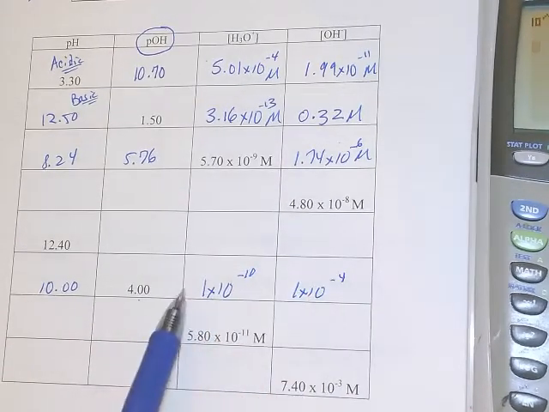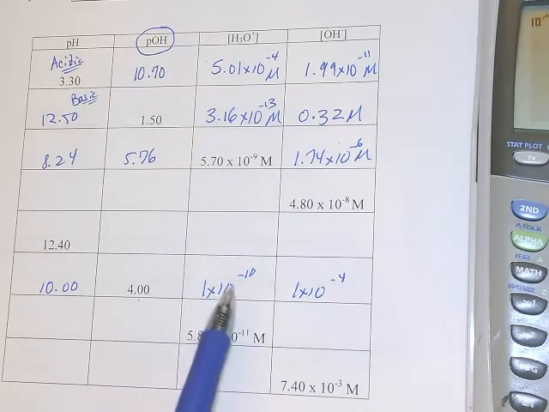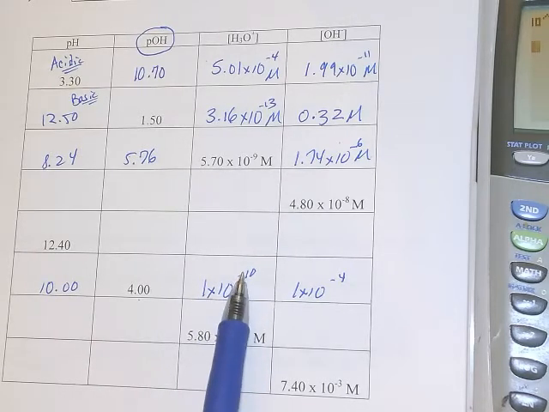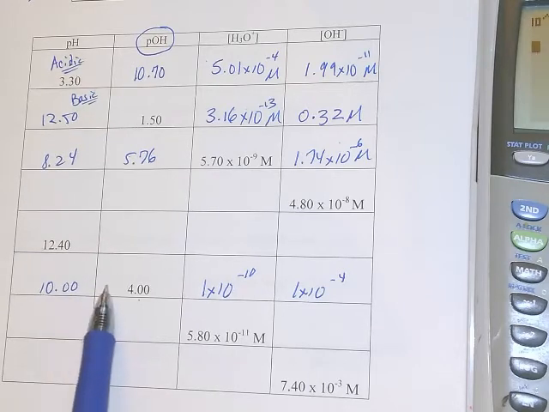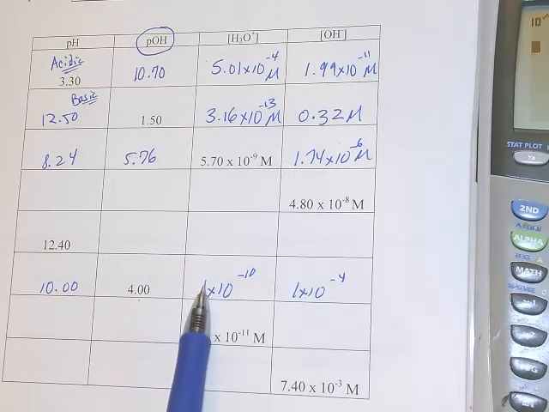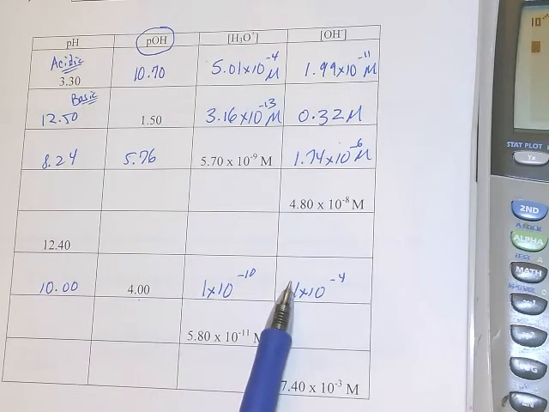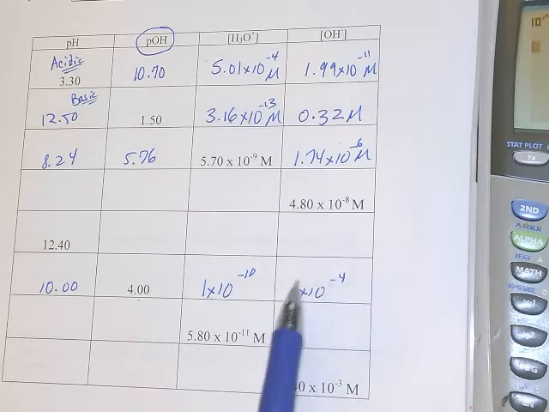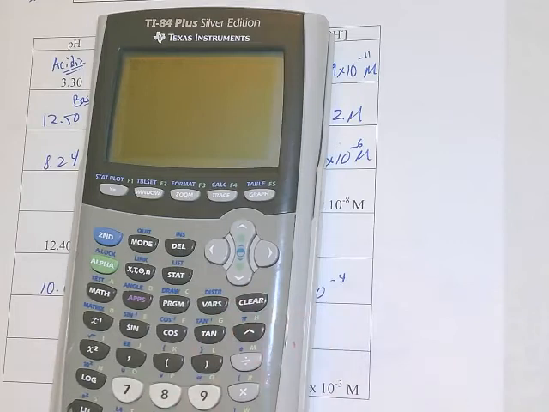Now notice, if you have a 1 in your molarity and a power of 10, then this power of 10, this exponential number, becomes your pH. So if you have a pH of 10, you have a molarity of 1 times 10 to the negative 10, which gives you a pOH of 4 and a molarity of the hydroxide of 1 times 10 to the negative 4. Notice if you took the negative log of 1 times 10 to the negative 4.